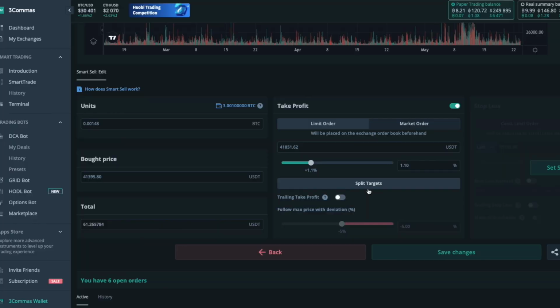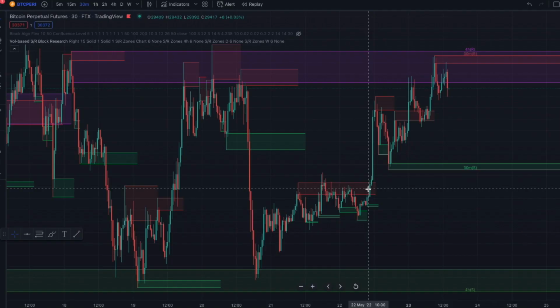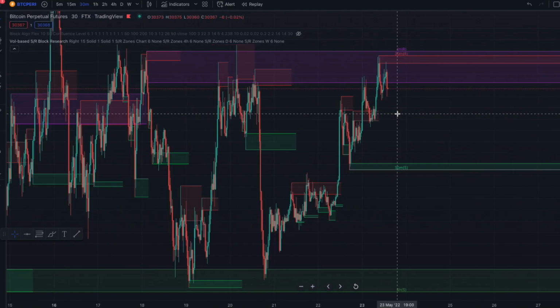And the biggest question, of course, is where are the targets? For that, let's go over into TradingView. For the targets, there are two things that I use the most. On the one hand, it's the support and resistance levels created by volume.